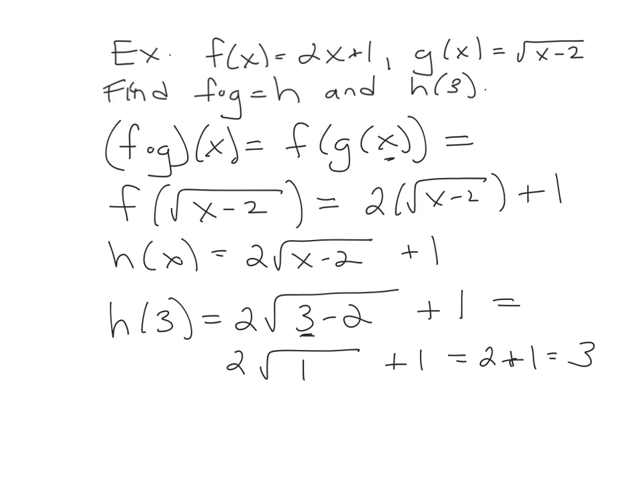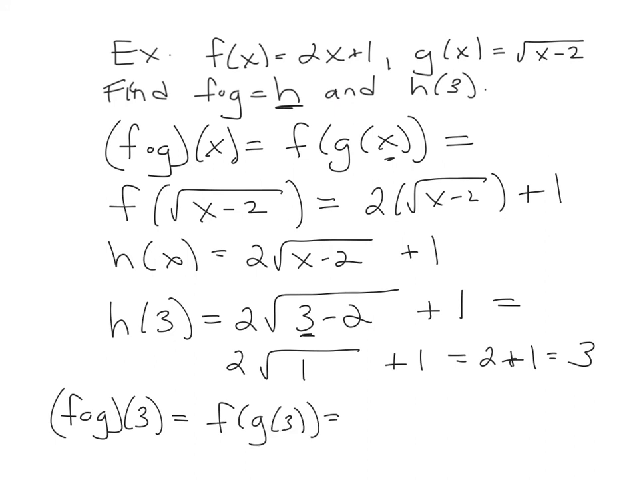What if it didn't specifically ask for an h? What if instead of asking for h of 3, it asked for the composition of f composed with g of 3? Well, you would do it essentially the same way, except I would write it as f of g of 3, and then I would plug the 3 into the function g, so I'd get the square root of 3 minus 2. Well, the square root of 3 minus 2 is 1. That gives me f of 1.